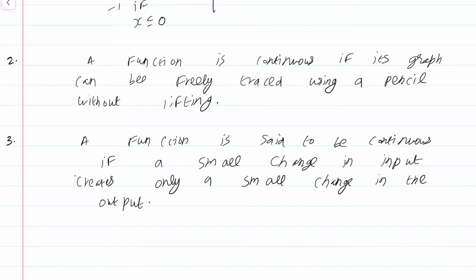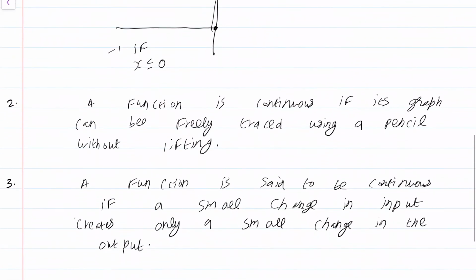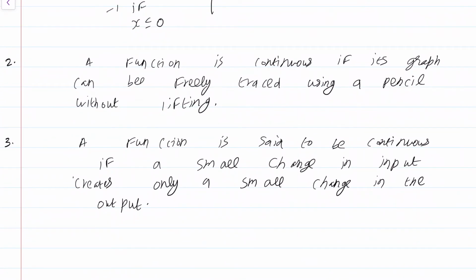And as stated, none of them really seem to be mathematically precise. The one that seems to be most mathematically precise is the third one. The other two, it's really difficult. How do you capture a gap? How do you capture that a function can be freely drawn using a pencil without lifting it and whatnot?